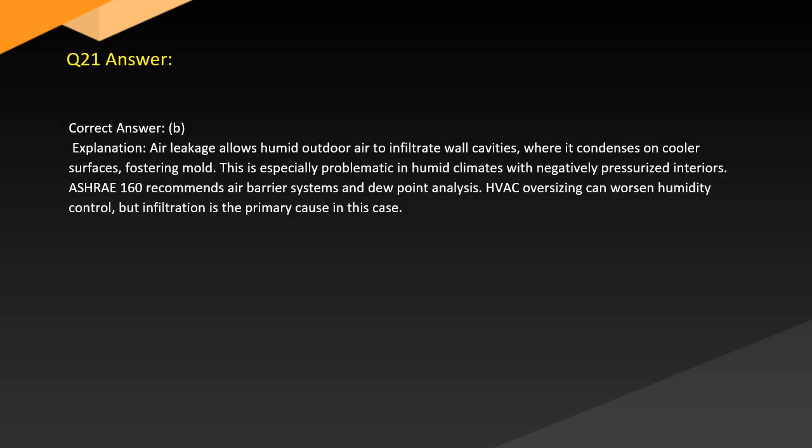Answer. Correct answer: B. Explanation. Air leakage allows humid outdoor air to infiltrate wall cavities where it condenses on cooler surfaces, fostering mold. This is especially problematic in humid climates with negatively pressurized interiors. ASHRAE 160 recommends air barrier systems and dew point analysis. HVAC oversizing can worsen humidity control, but infiltration is the primary cause in this case.